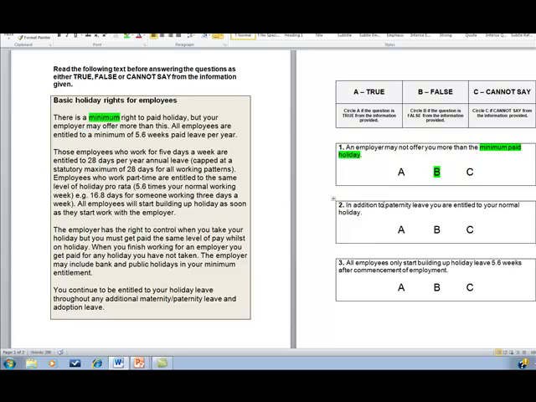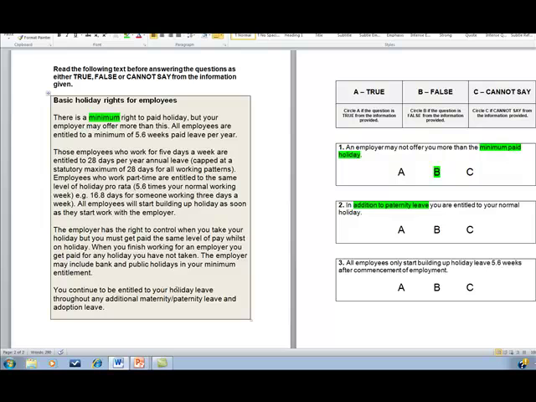Next question. In addition to paternity leave, you are entitled to your normal holiday. So let me ask you a question. If you were looking at that, which words or phrases actually stand out? They're not common phrases or keywords. I would say "in addition to paternity leave", because the word paternity is not that common. So I'm going to scroll here. I'm going to read down. Those employers work 5 days a week. I'm scrolling down and I'm looking for the word paternity. There it is at the bottom.